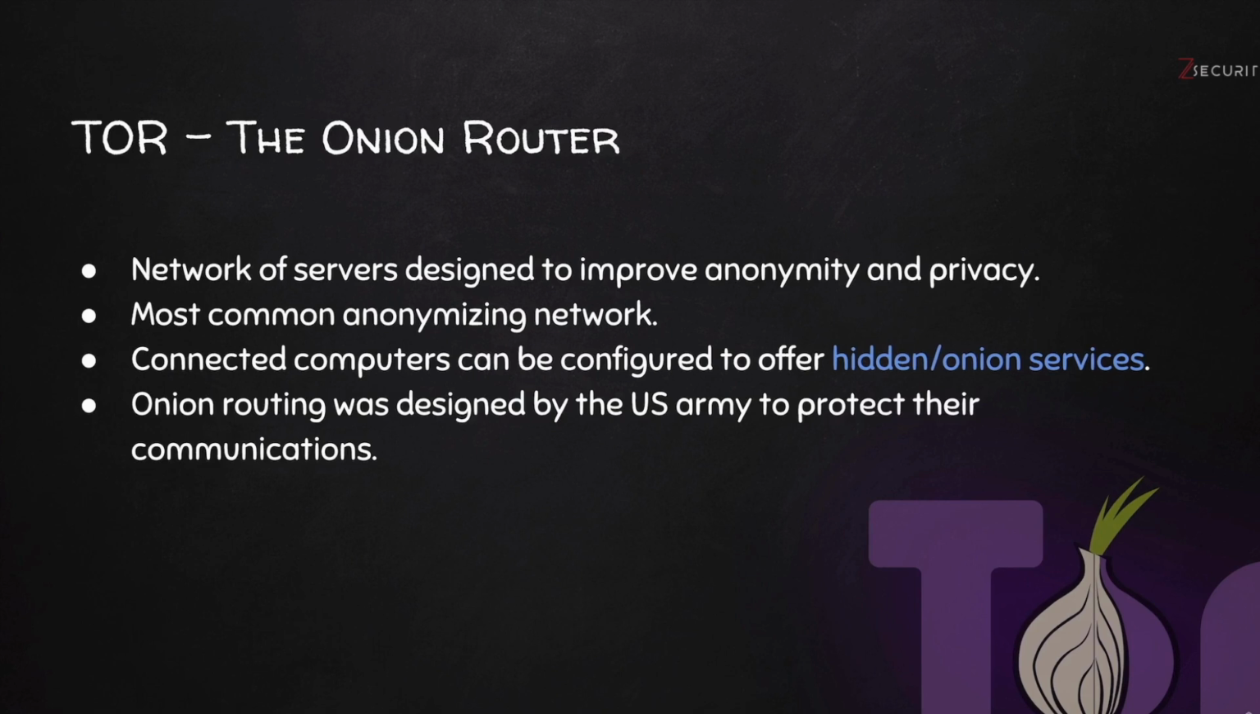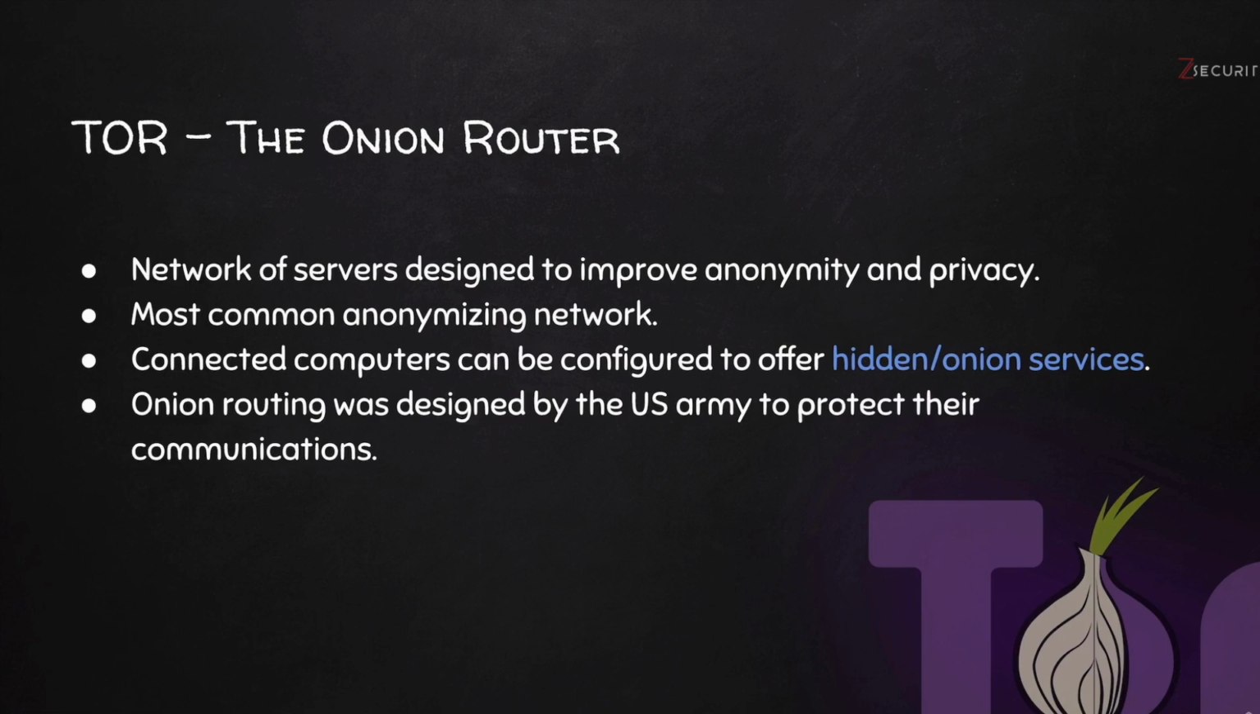So these are basically deepnet or darknet websites, and that's what most people refer to when they're talking about darknet or the deepnet websites, even though it could mean many other anonymizing networks and hidden services networks. I should also note that Tor relies on onion routing. This is a technique that was designed by the US Army in order to protect their intelligence communications.